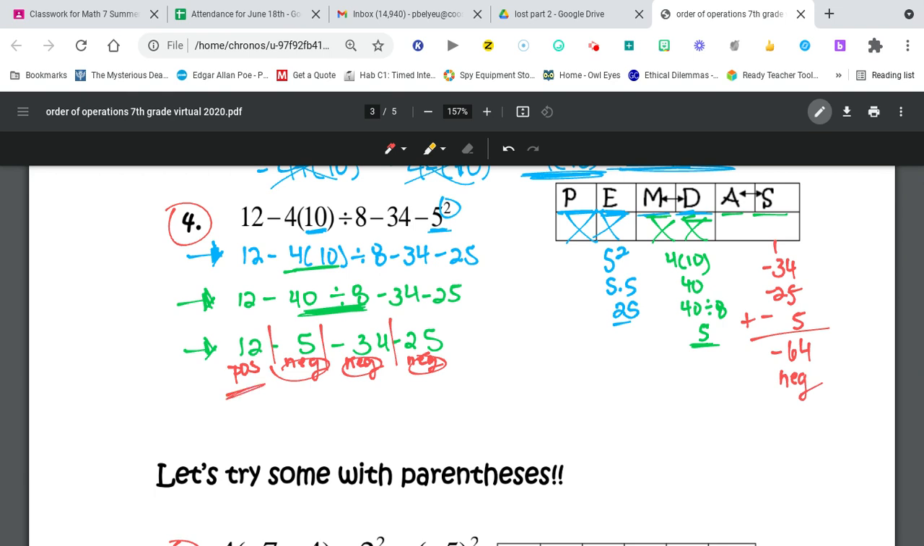But I still have these 12 positives. Okay, these signs are different. So I'm going to subtract. So I'm going to take 64 and subtract 12. 4 minus 2 is 2. 6 minus 1 is 5. But I got more negatives than positives. So this answer is negative 52. And that's all you do.